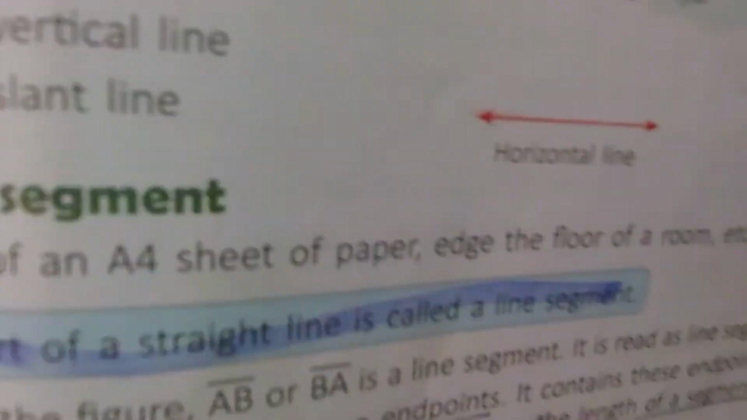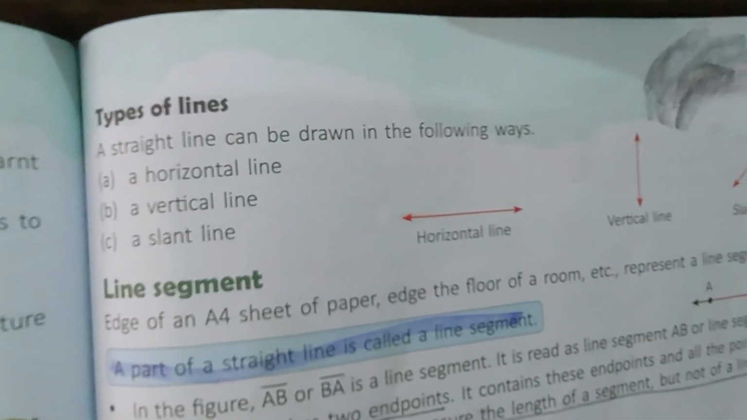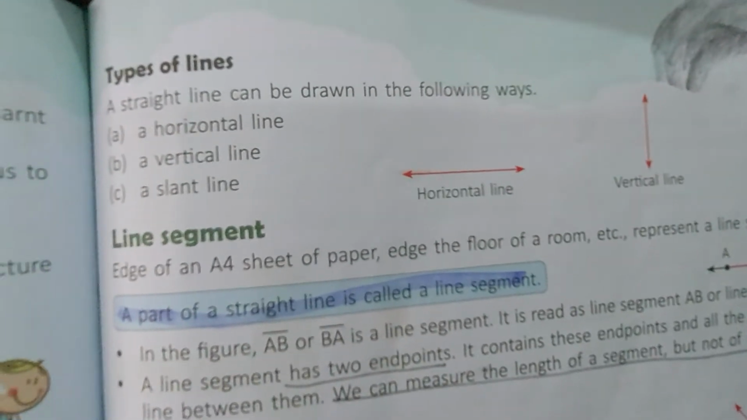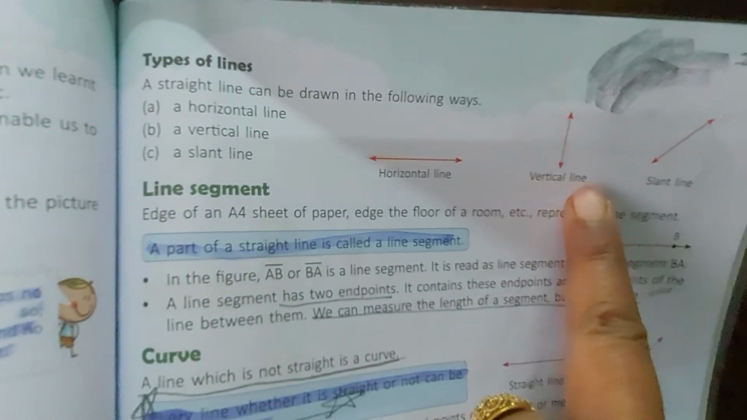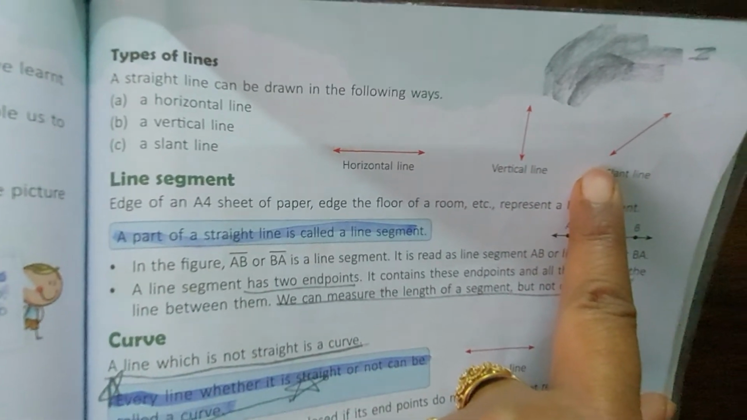Next we have the types of lines. We have a horizontal line. Here is our horizontal line. Next is a vertical line and this is a slanting line.